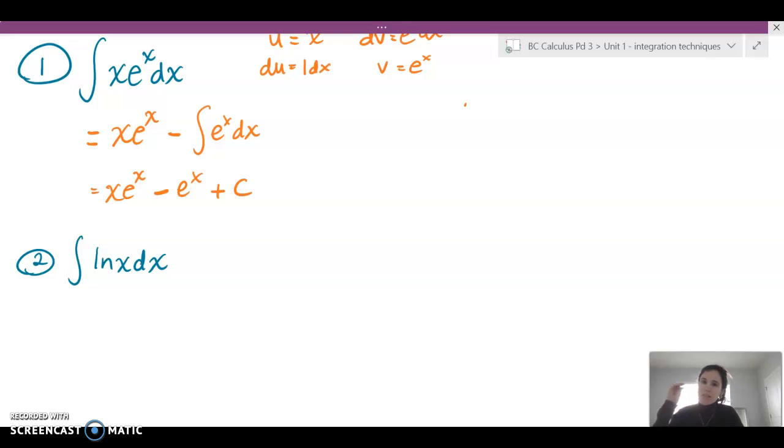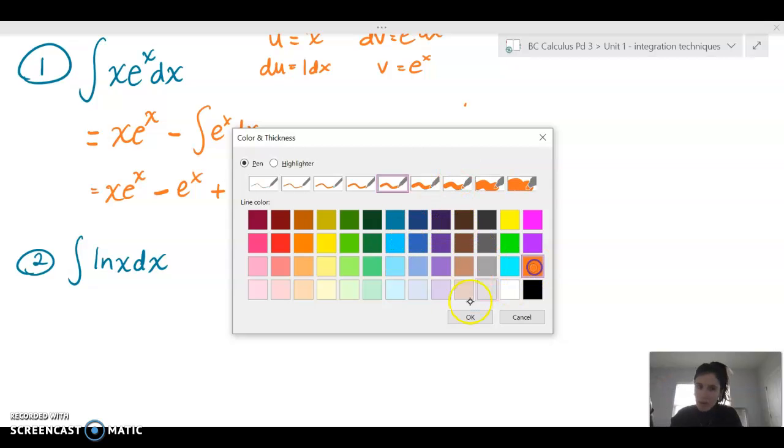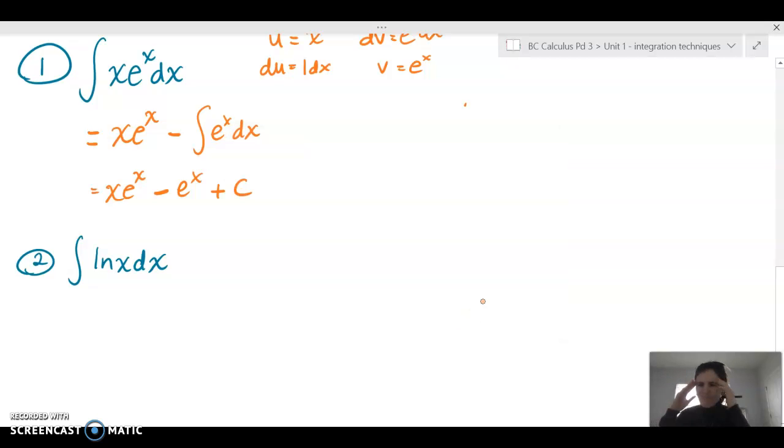Okay, now just thinking about the integration rules that we know, right? We always want to go through that process of, is this a rule? Did we ever learn the antiderivative of natural log x? No. We learned the derivative, but we never learned the antiderivative.